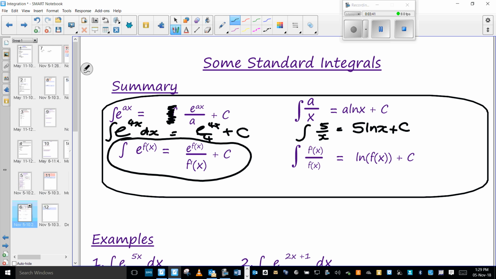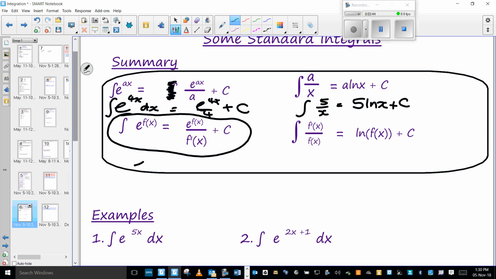If I've got something fancy like e to the 2x cubed minus 5, if I'm integrating that expression, it would be e to the 2x cubed minus 5 divided by the derivative of this. So what's the derivative of this expression? This is 6x squared plus 6. Are you happy with that?